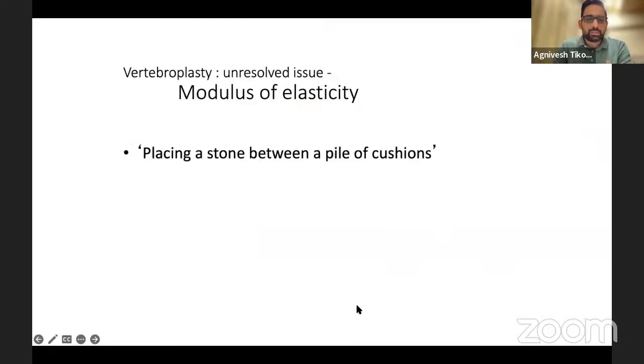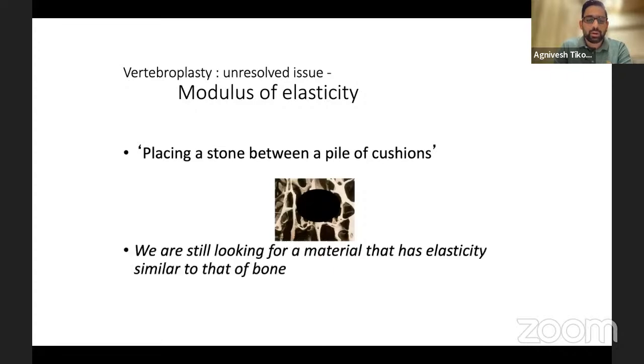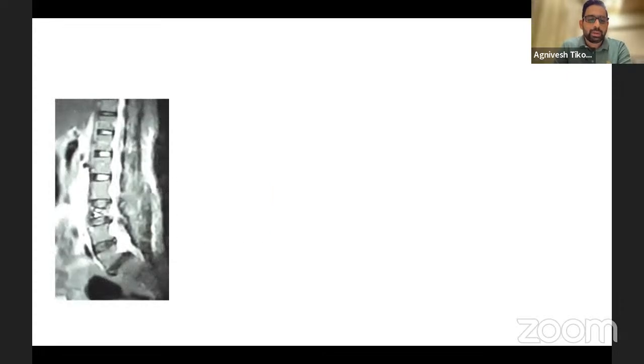Now, the problem with these procedures is that the cement is too hard. So we are placing a pile of stone between cushions, or it's a pebble in the shoe. So we are yet to find an ideal cement which would match the elasticity of the bone. But once you do this, there is always a chance that the bone around it will erode and it will lead to a bigger problem.